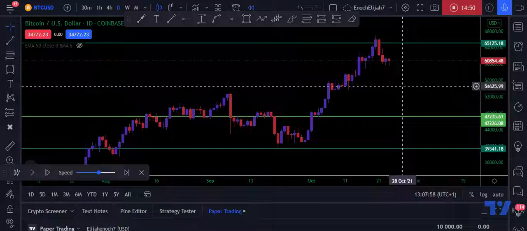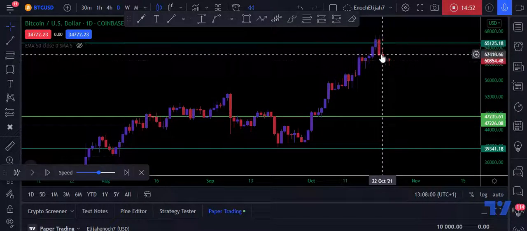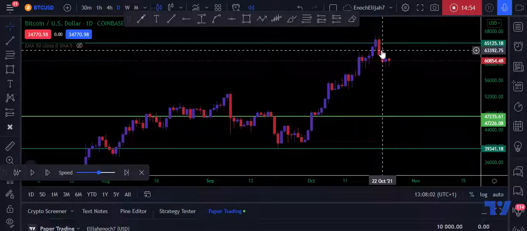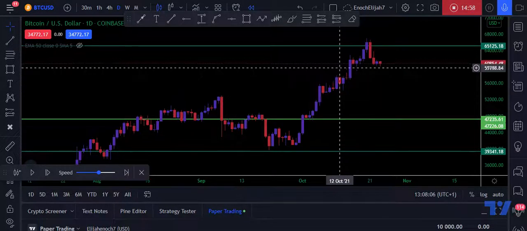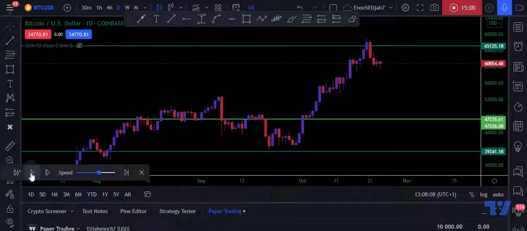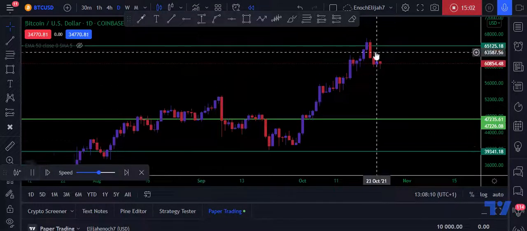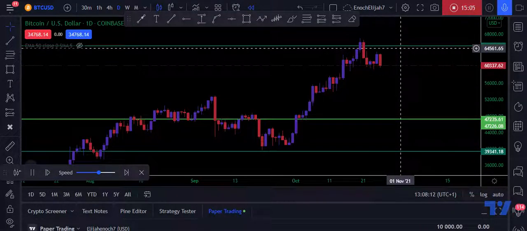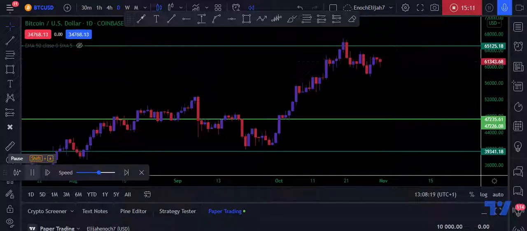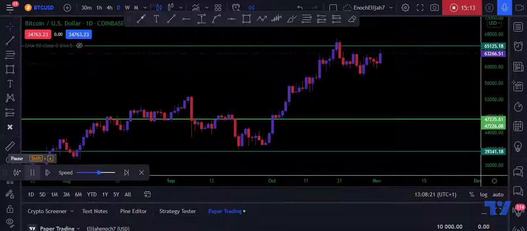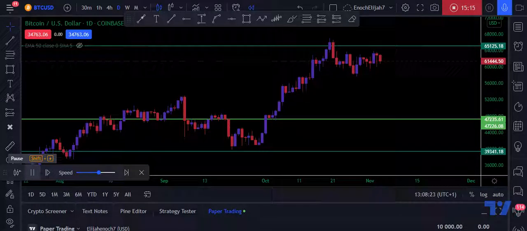Now, some people already go short right here because of this engulfing red candle we have. Okay, so let's see what happens next. But I love to see a pullback before I take my entry. That means that it's a fully bearish zone now.